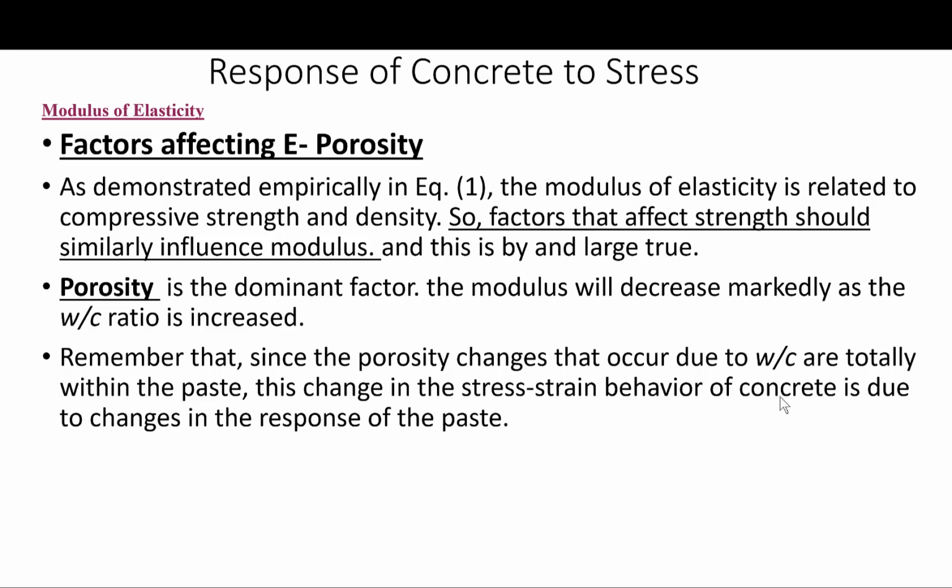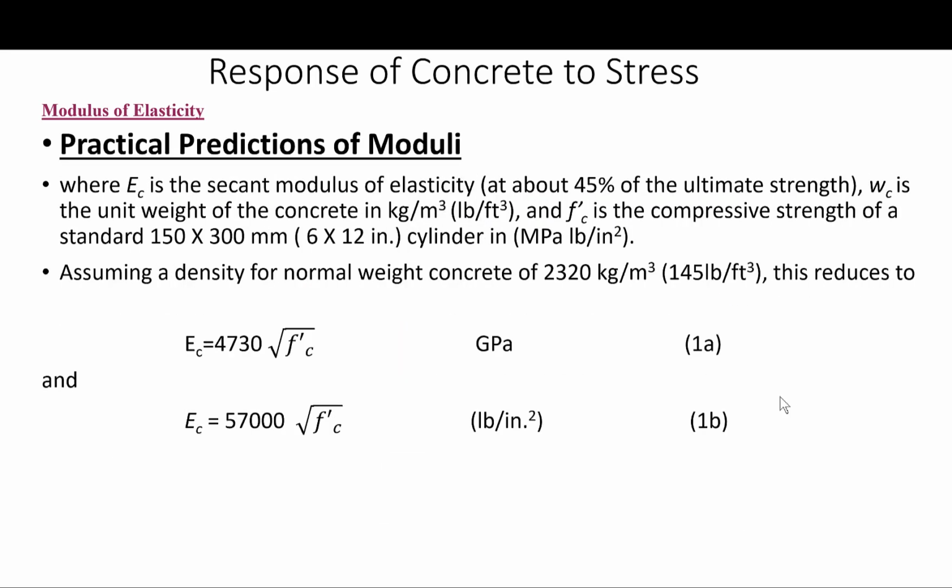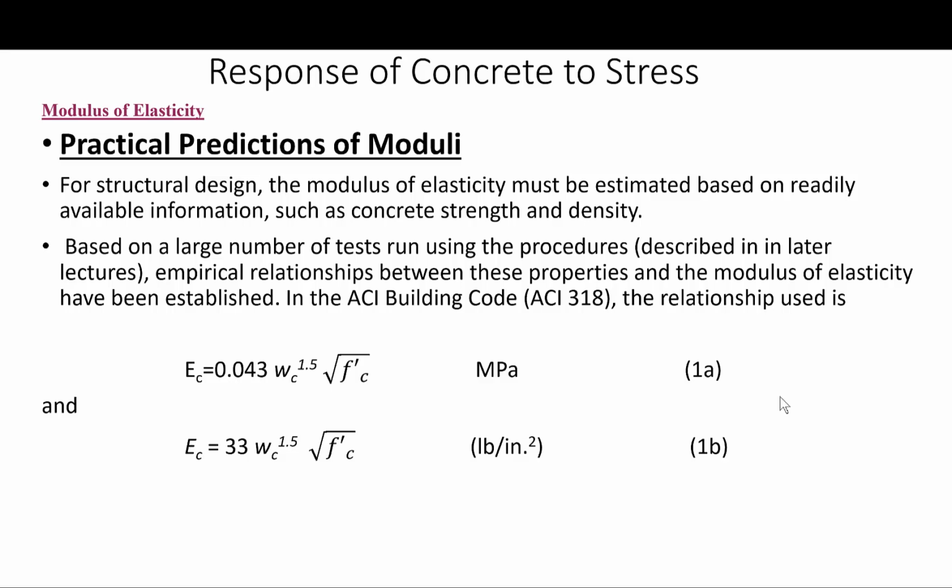As demonstrated in empirical equation number 1, if you remember, let me just go back to it here, this is basically the practical determination or prediction of the modulus of elasticity of concrete according to the ACI building code. And you see it depends on the unit weight of the concrete and the f prime c, which is the compressive strength of the concrete.